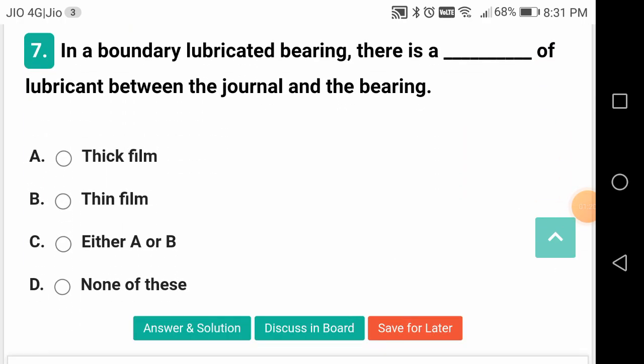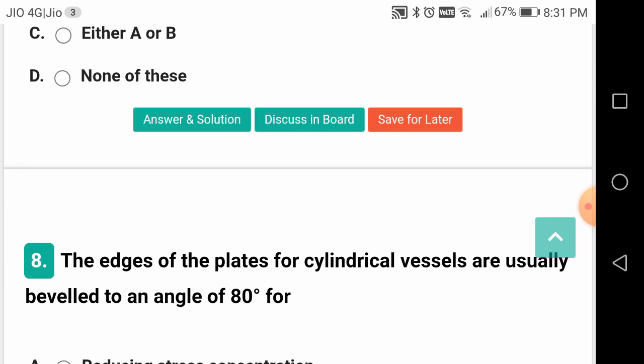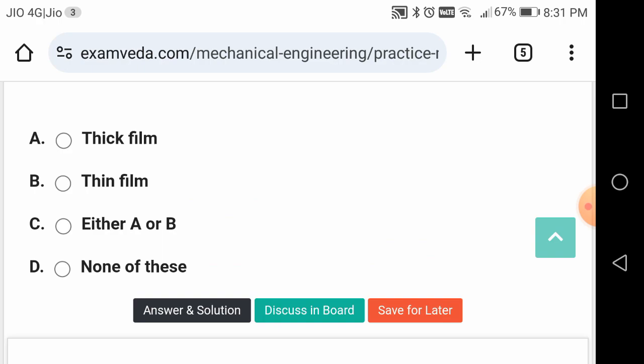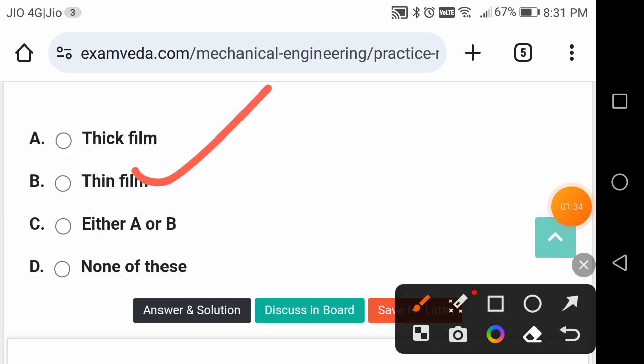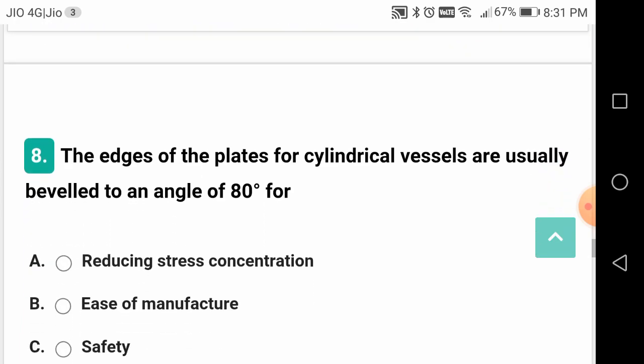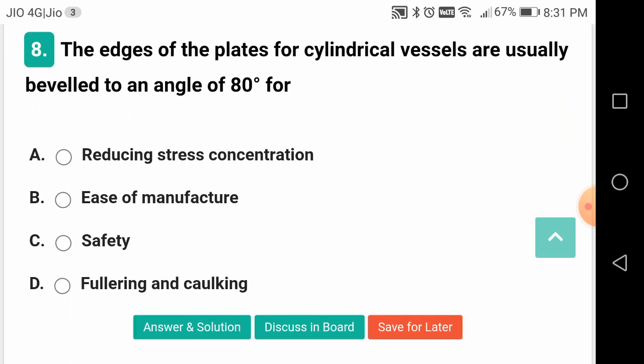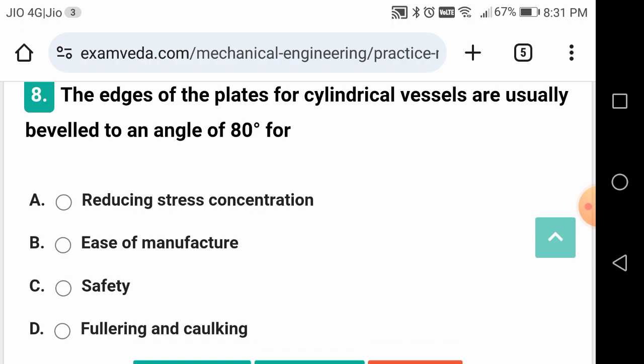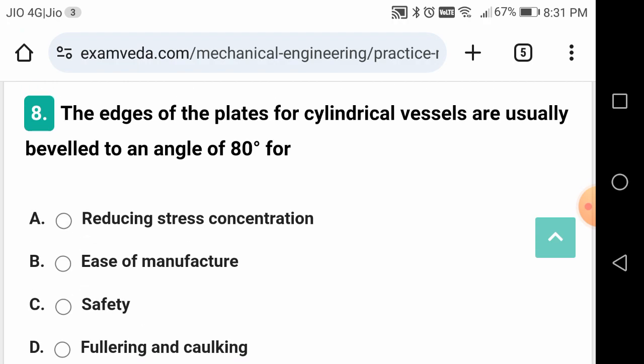In a boundary lubricated bearing, there is a thin layer of lubricant between the journal and bearing. It is a thin film bearing. So let us mark the answer. Thin film lubrication. There are three types of lubrication, friends: thin film lubrication, thick film lubrication, boundary lubrication. There are different types of lubrication for bearings, which are rotating and supporting the shaft. The purpose of lubrication is to reduce the friction and hence the power wasted in friction due to the rotation and friction between two parts.